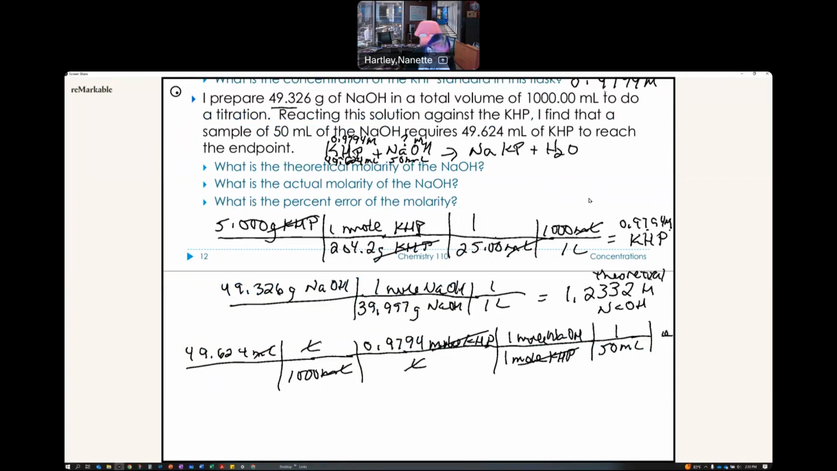1,000 milliliters in 1 liter. So the milliliters will cancel there, and that will leave me with moles over liters, because everything else is canceled. And so let's do that happy math.